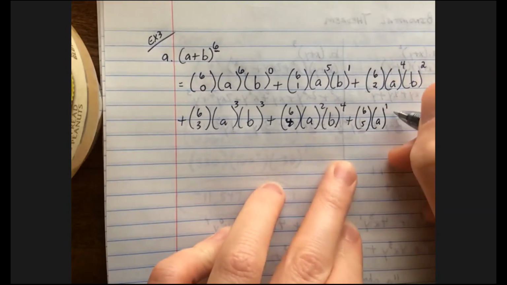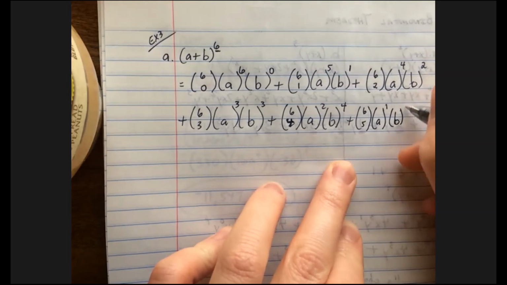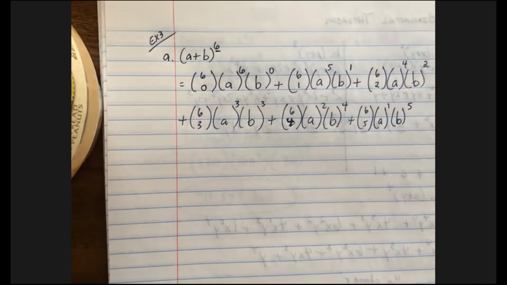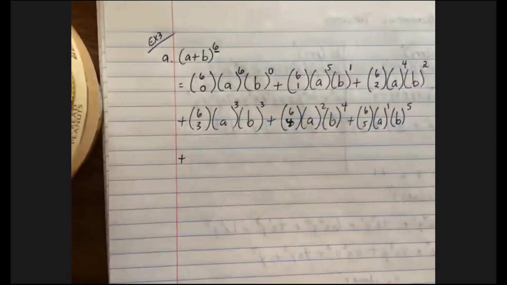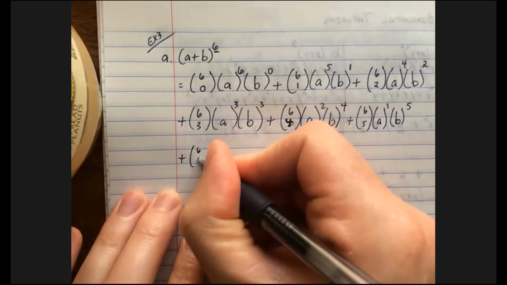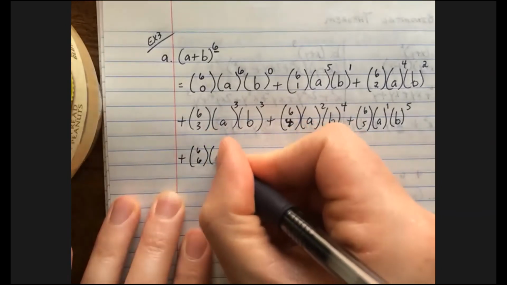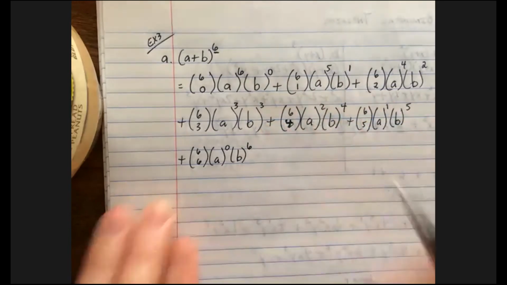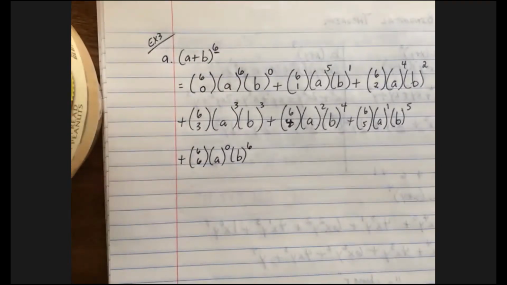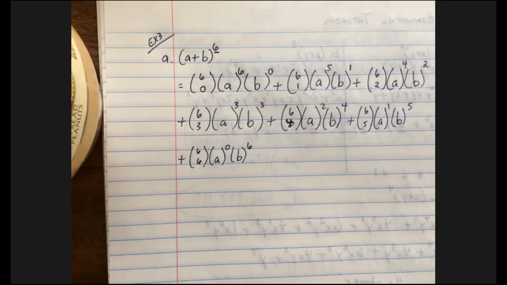A to the 1st, b to the 5th. And I thought I was going to be able to stop, but I can't, so I'm going to have to go one more step down here. 6 choose 6. A to the 0, b to the 6th. Okay, so I want to list all those out and then just talk about them first.